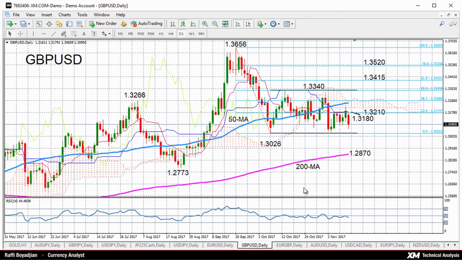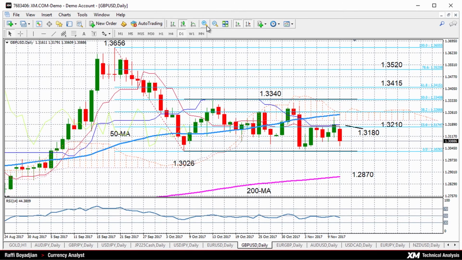Moving now on to pound dollar, the pair is still stuck in a range between 1.3340 and 1.3026. There is immediate resistance coming at the moment at the red Tenkan Sen line at around 1.3180. A break above that, we could see another resistance coming just at the bottom of the cloud at 1.3210. Prices would really need to break above the 50-day moving average to shift the bias back to a bullish one.